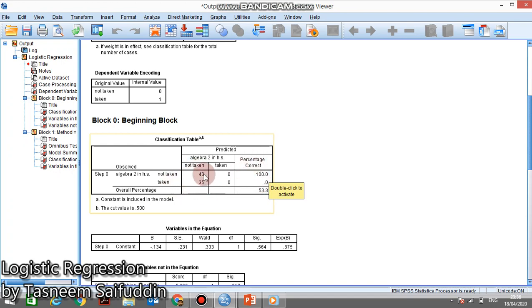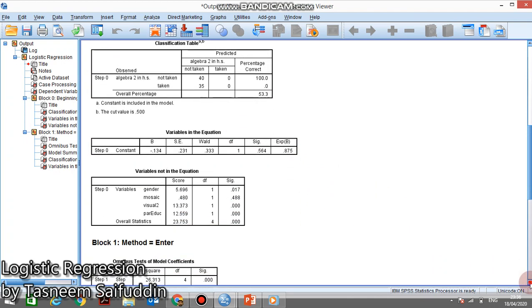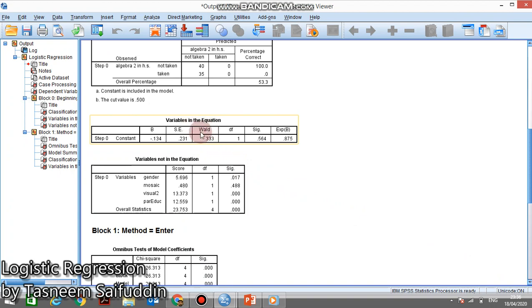After our corrected value, what we have analyzed is that 53.3% are not going to take algebra. Now the Wald value, what is actually the Wald value? The Wald value is used to determine whether a certain predictor variable is significant or not, and this Wald value here is not significant. When the value is not significant, it means we reject our null hypothesis. Our alternate hypothesis is accepted.